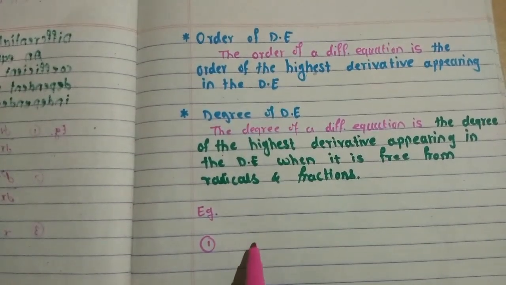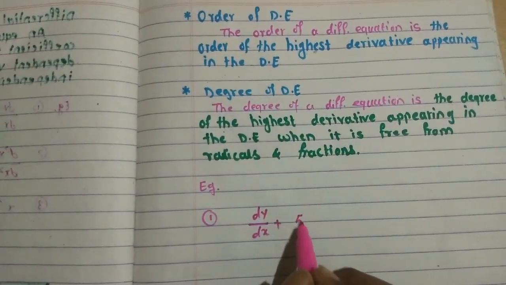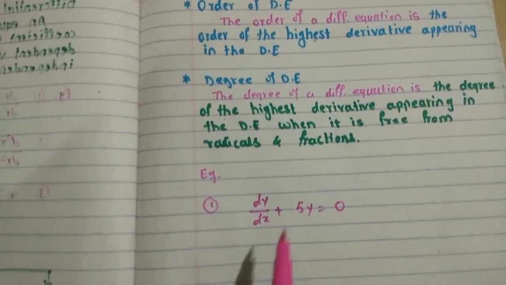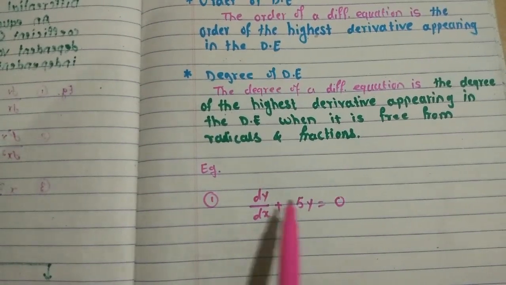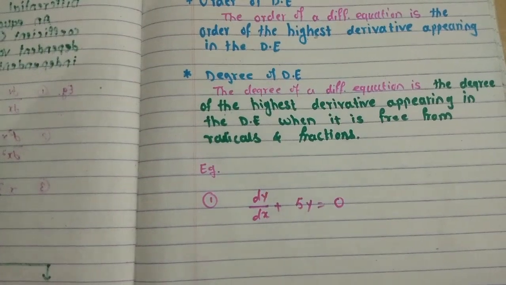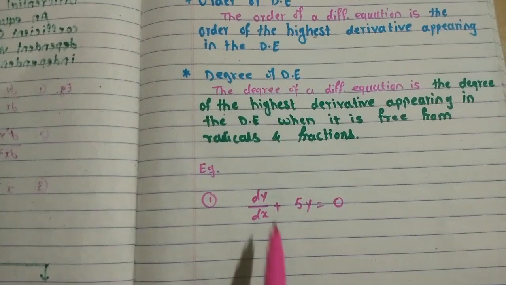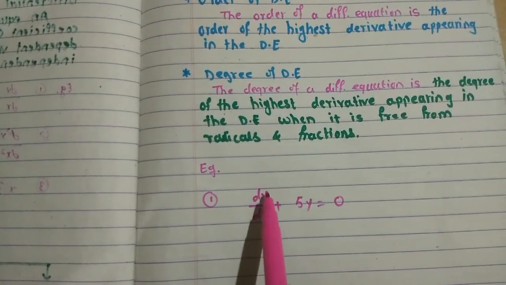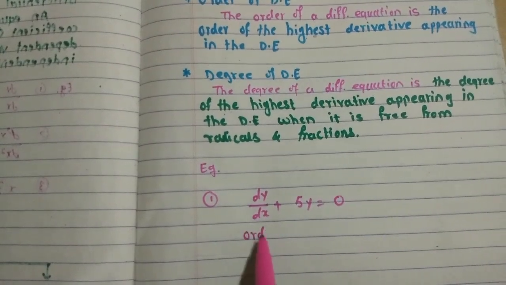So first is dy by dx plus 5y is equal to 0. Correct. Now try to find out the highest derivative in the differential equation. So in this equation, dy by dx is the highest derivative appearing in this differential equation. So now find out the order and degree. Now if we observe here, how many times is the derivative taken? Only one time. Correct. So order is 1.